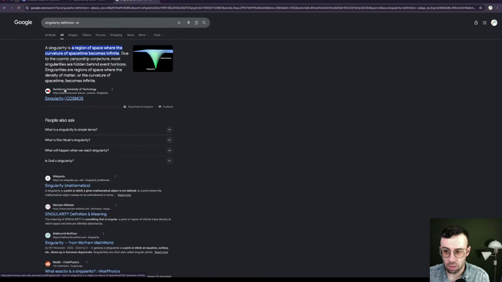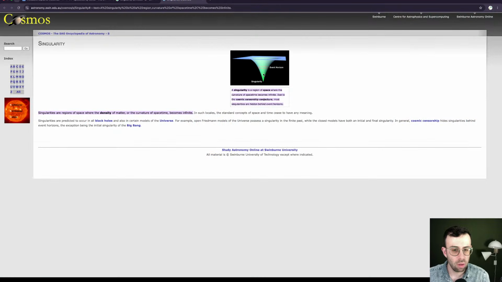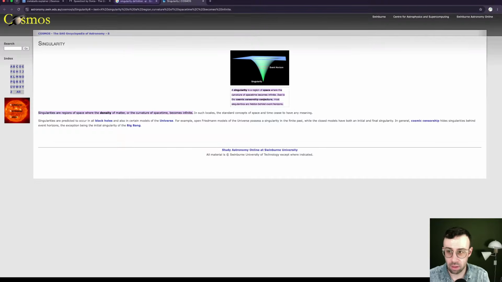This looks like a real university. Oh, look at this. Is God a singularity? What is Elon Musk's singularity? What will happen when we reach singularity? Oh, the event. So each of my metaballs is an event horizon? It's a waste of time. I think it's interesting that this shape is singularity. But yeah, this is more in physics.